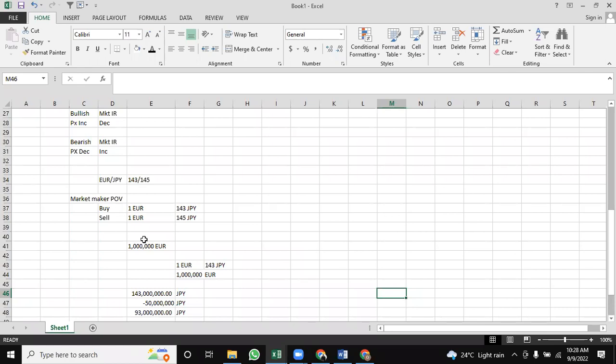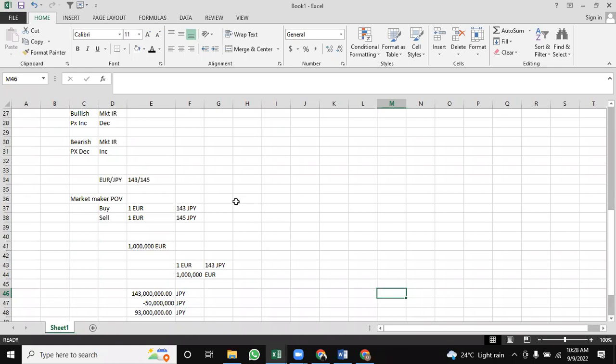The easiest way to understand, like I said, is to understand what the market maker is doing on the base currency. Again, to repeat it, if he's selling the base currency to you, he'll use the ask rate. If he's buying the base currency from you, he's going to use the bid rate.